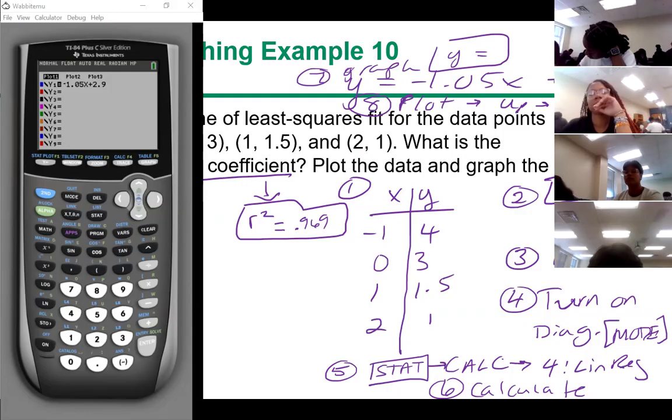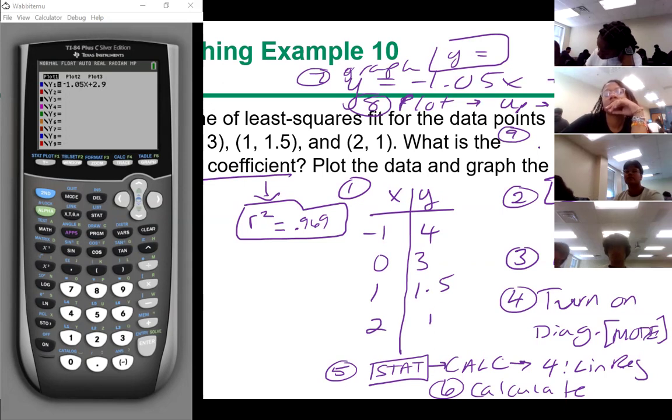And notice that it turns bold. Because you are graphing statistical data, there is an added step. Instead of just going straight to graph, you're going to go to zoom, and then you're going to go to 9.